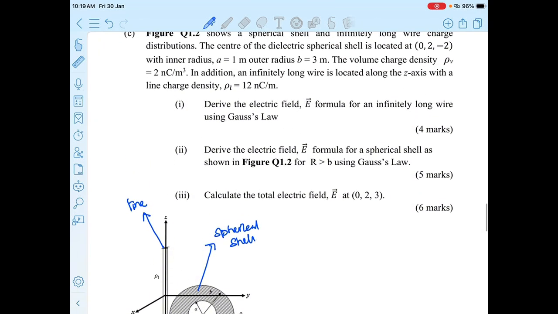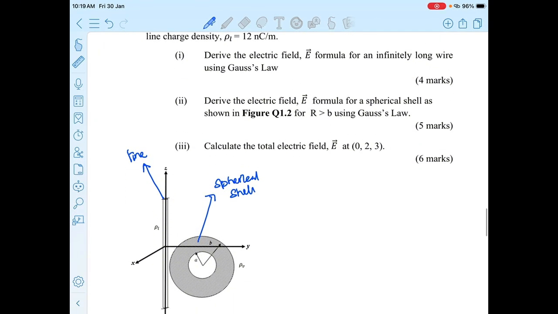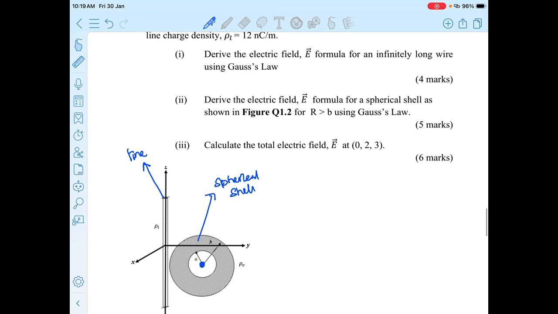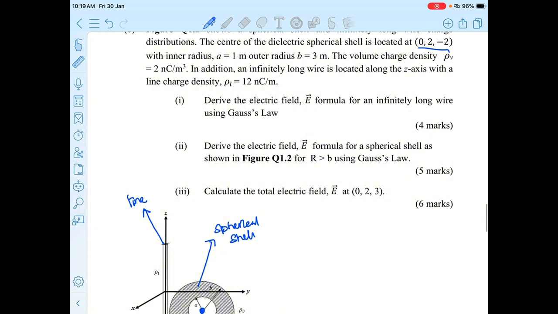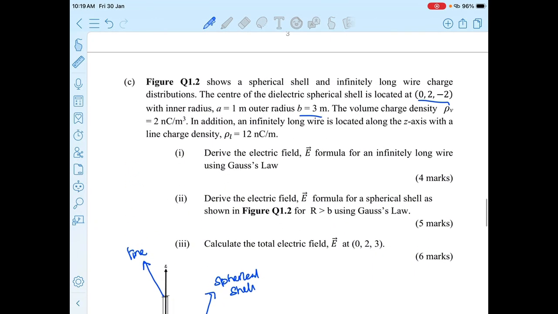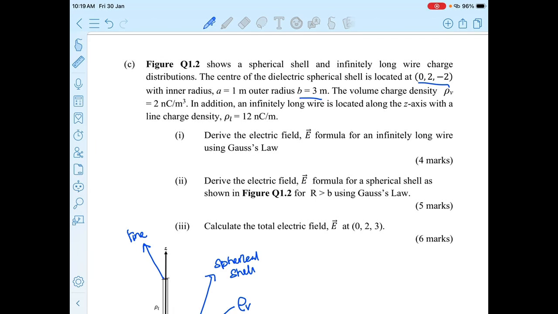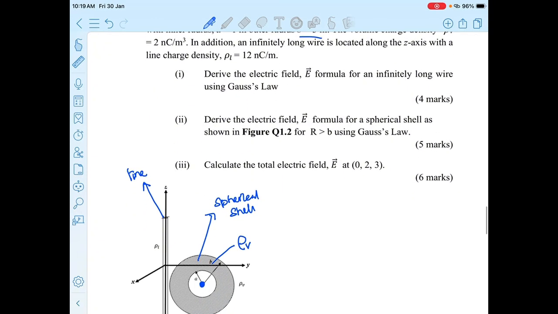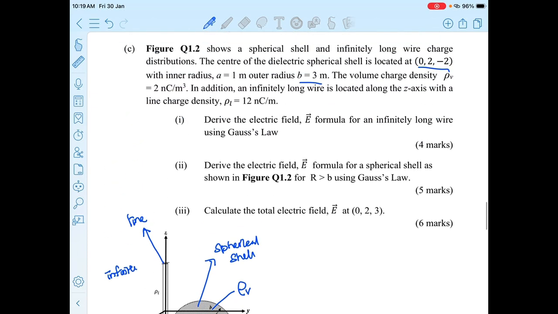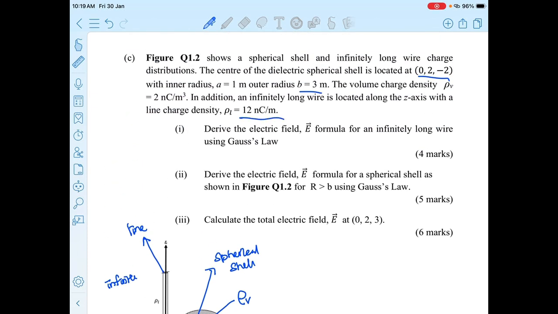The center of the spherical shell is this one, the center. The coordinate is given. Inner radius A, radius B is this one, and the volume charge density rho V is 2 nanocoulomb per meter cube. The long wire is located along the z-axis. It's an infinite length wire, and rho L is given by this one.